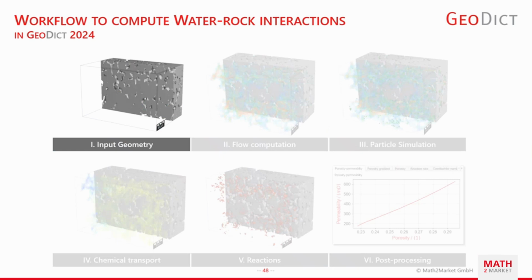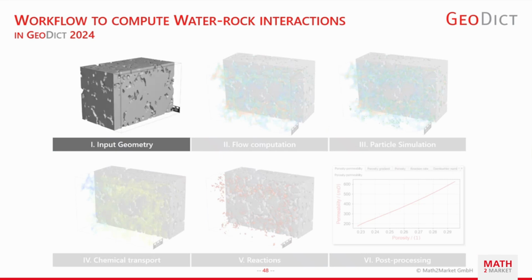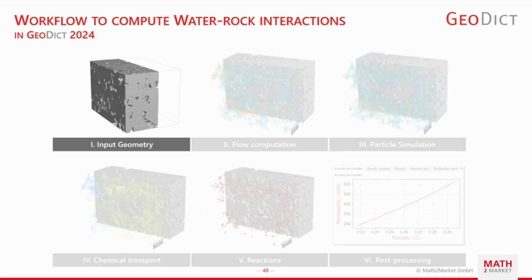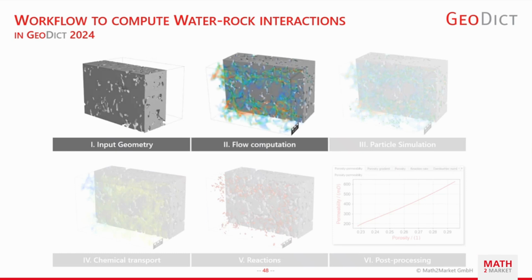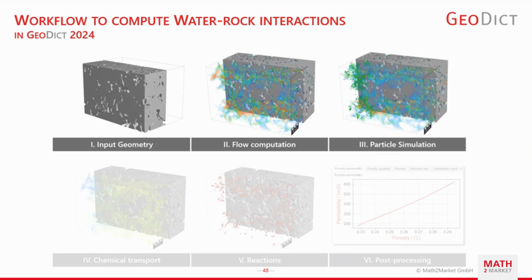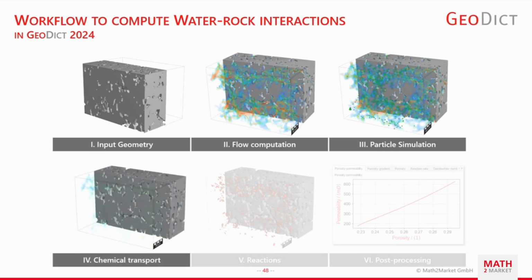Okay, so quickly, how that is done for reactive transport in GeoDict. If you have an input geometry, which is here a coarse-grained carbonate sample, you can compute the flow field, the advection. On that one, we are computing the particle transport. So we're simulating advective and diffusive motion of particles. We use them in a Lagrangian approach to compute chemical transport. Now we also have the new advection-diffusion solver that could handle that differently, but that's another story.